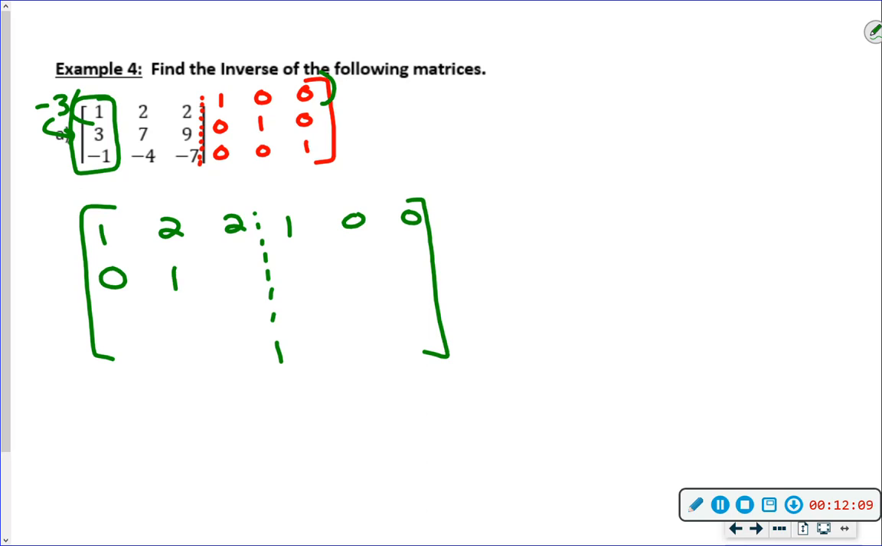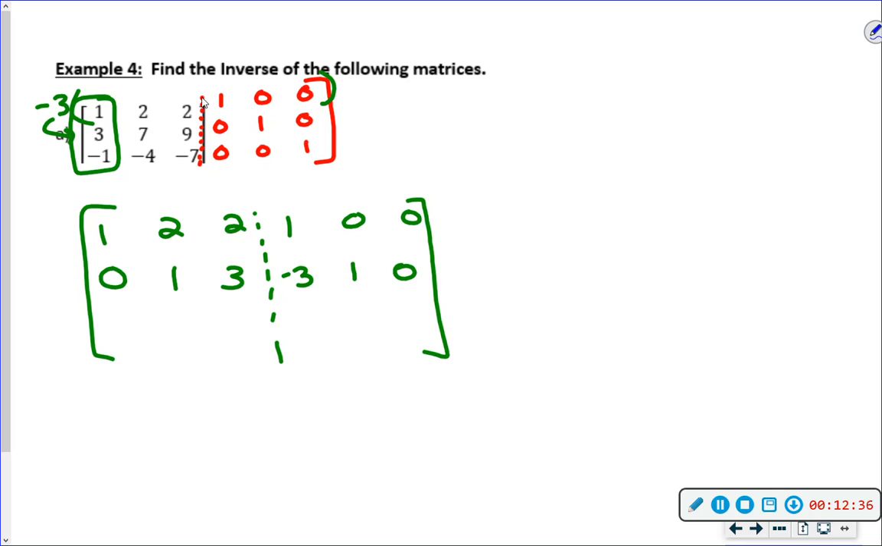Oh, I kind of like that. Still going. -3 times 2, -6 plus 9. Still going. I need longer arms. -3 times 1, -3 plus 0. -3 times 0, 0 plus 1. -3 times 0, 0 plus 0. So just more calculations. Okay, let's get rid of -1.